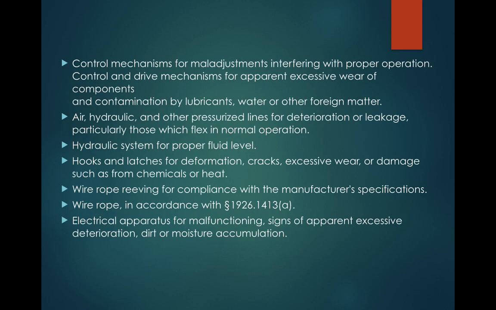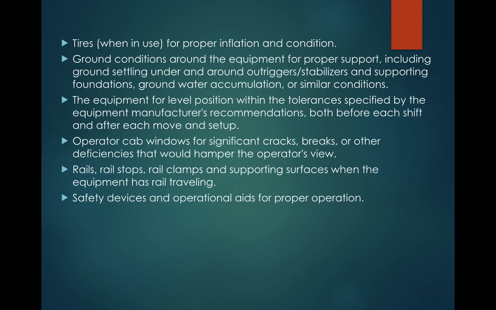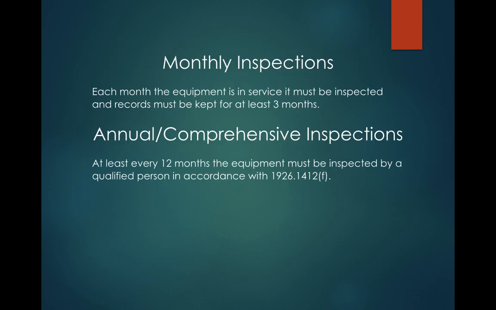So all of these components have to be checked off before the crane can go into use. So this is something all of these have to be in compliance and in order. Just continuing on. Monthly inspections. Each month the equipment is in service it must be inspected, and records must be kept for at least 3 months. Annual comprehensive inspections. Every 12 months the equipment must be inspected by a qualified person in accordance with 1926.1412.